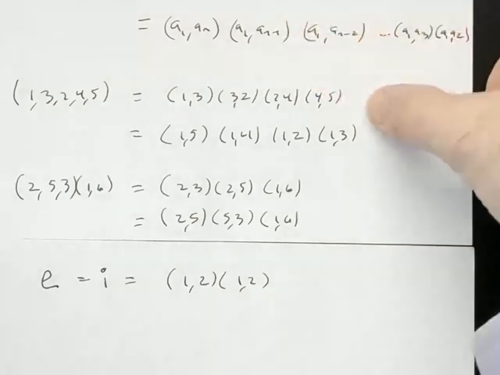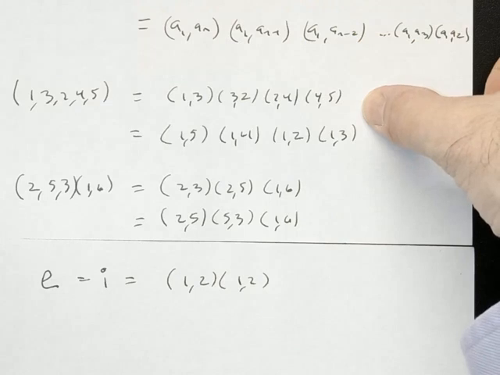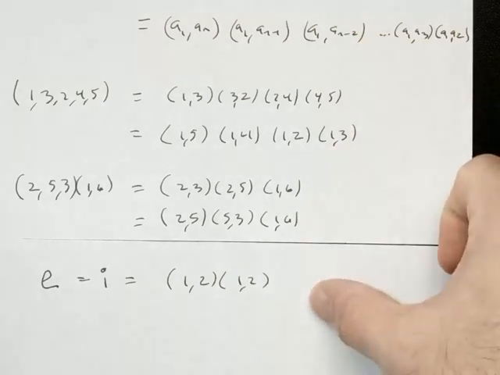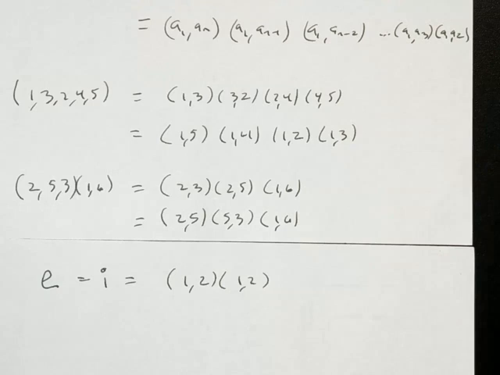What do you notice that is fundamentally different between this breakdown of this permutation, and the breakdown of this permutation, and the breakdown of this permutation? Something fundamentally different between the three of them.